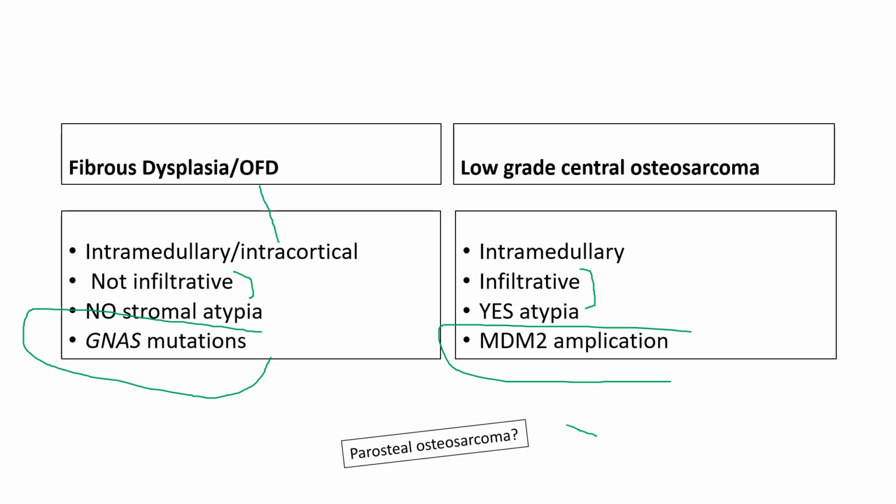You'll notice that I've kept parosteal osteosarcoma out of this equation. Why? Because they do look very much like low-grade central osteosarcomas. The reason I've kept them out of this discussion is because remember, this is a surface lesion. All three of these entities we're talking about are within the bone, not surface lesions. So even though histologically parosteal osteosarcomas and low-grade central osteosarcomas are fairly similar, the distinction between those two is that parosteal osteosarcoma is a surface lesion, S for surface.